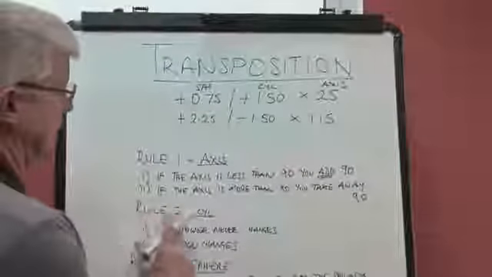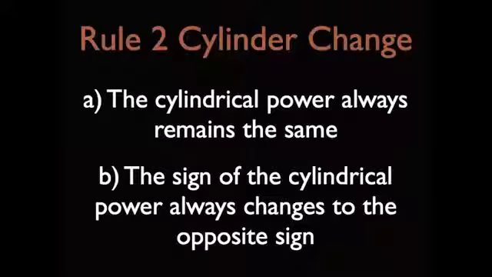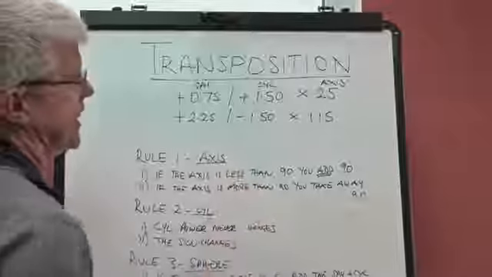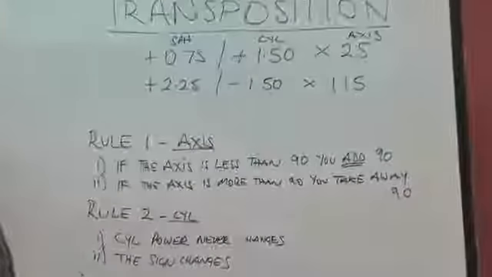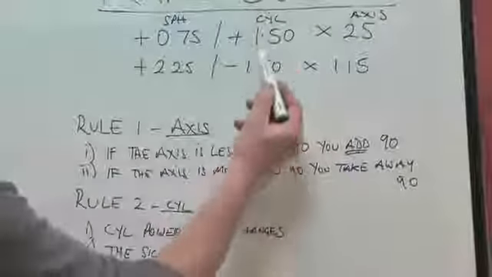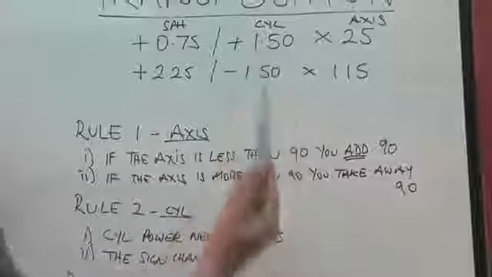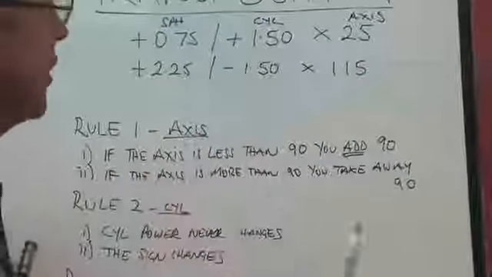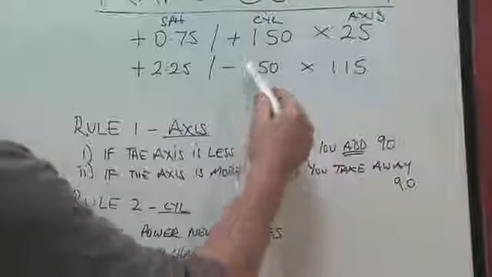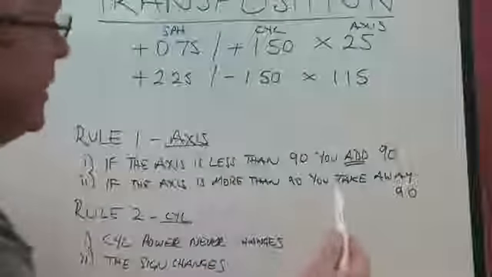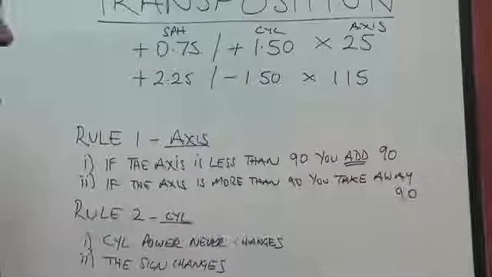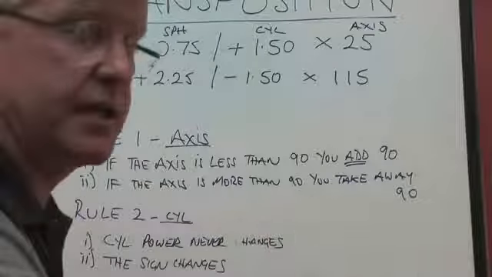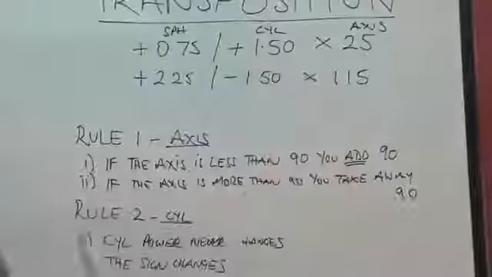Now we're going to look at the rule that relates to the cyl. This again is very simple. The cyl power always remains the same, so you never change the cyl power. The only thing that does change is the sign. If it's a plus when you transpose the prescription, then the cyl power becomes a minus. And vice versa: if it's a minus, then it has to be changed to a plus.